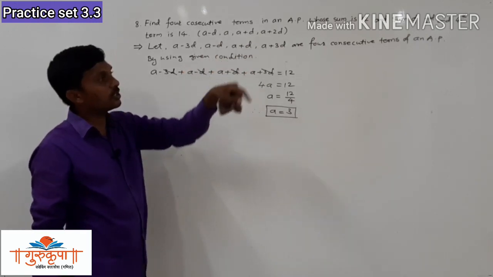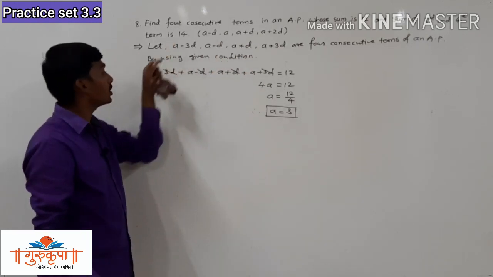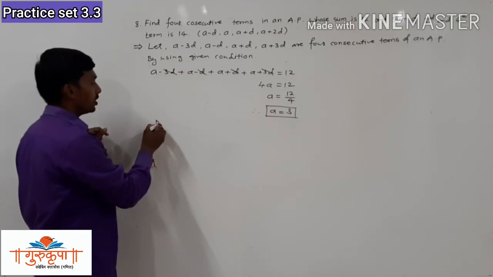What is the second condition? The sum of the third and fourth term is 14. So here you can write, by using the given condition.